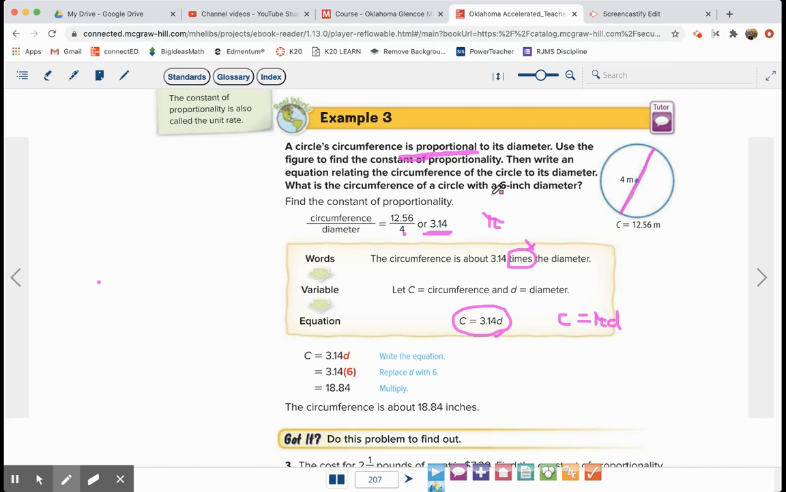What is the circumference of a circle with a 6-inch diameter? So we take 6 and plug it in for the diameter. So 3.14 times the diameter. So we would do 3.14 times 6. When we do that, we get 18.84. So if the diameter had been 6 instead of 4, the circumference would be 18.84. Because we know it's proportional. That means no matter what, every time you're going to have 3.14 times it, because that's your constant that you would get over and over again, like on the previous problems.